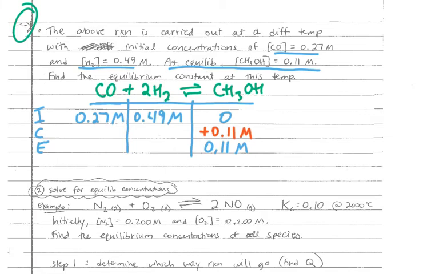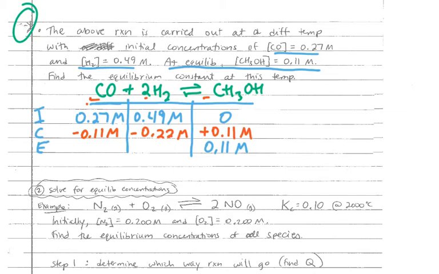And since the change is related stoichiometrically, since this has a coefficient of 1 and the carbon monoxide also has a coefficient of 1, for every 1 methanol we make, we lose 1 carbon monoxide. So it went down by 0.11 molar. And the hydrogen went down by twice that much, 2 times 0.11, which is 0.22 molar.